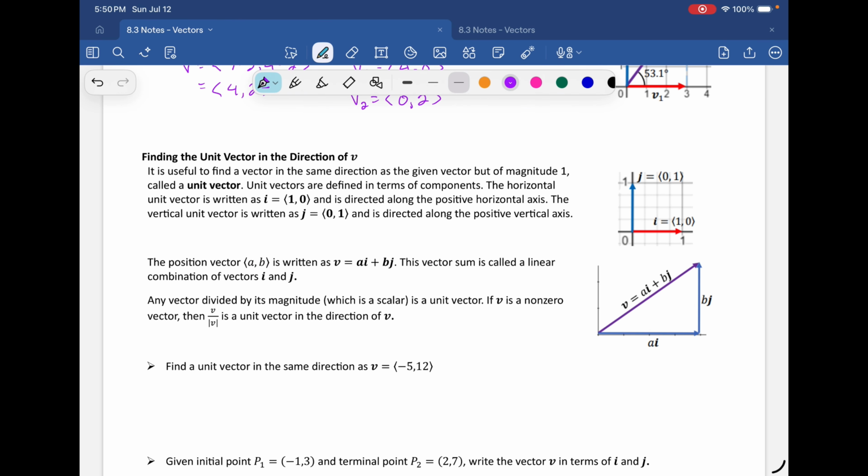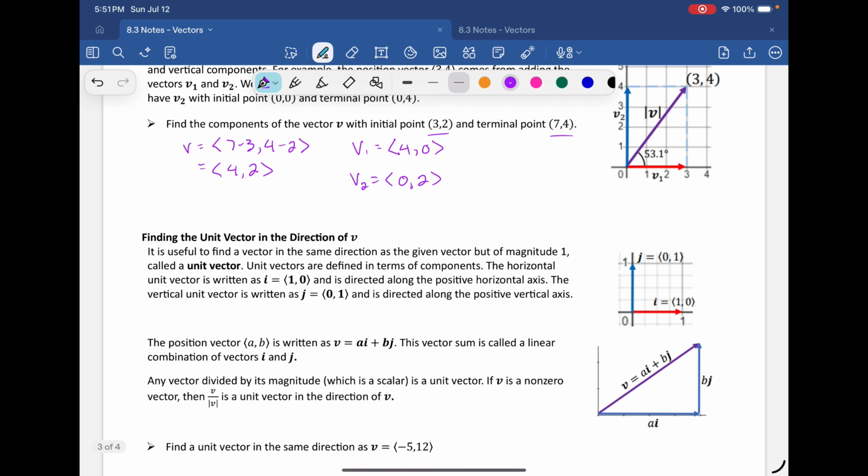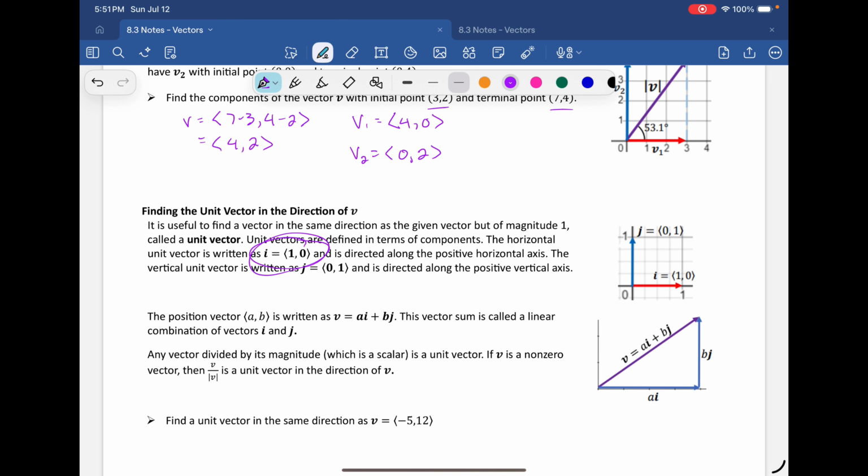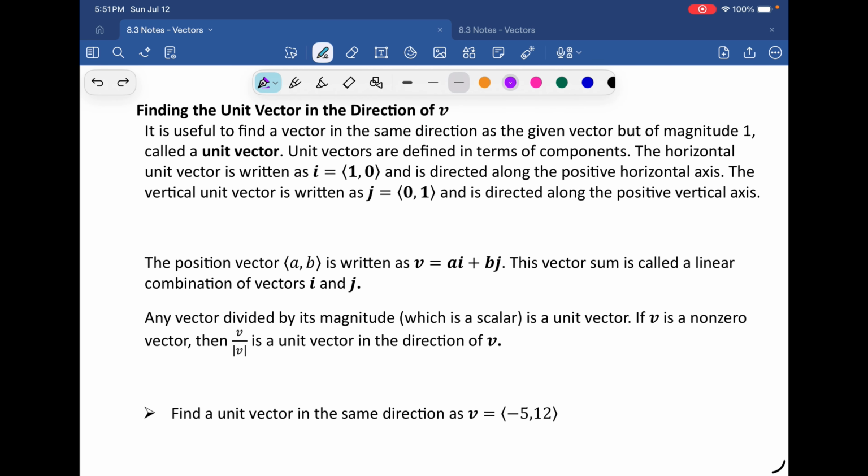Other times it's going to be useful to find something called a unit vector. It's a vector with a magnitude of 1, but in the same direction as your original vector. It's written in ij form, similar to how we just did this component form. i is your horizontal movement of 1, and j is your vertical movement of 1. So the position vector, ai plus bj, where i is horizontal, j is vertical, is literally the same thing as saying vector v equals ab.